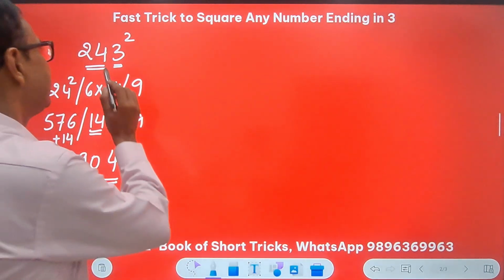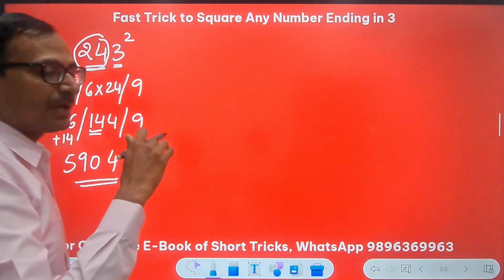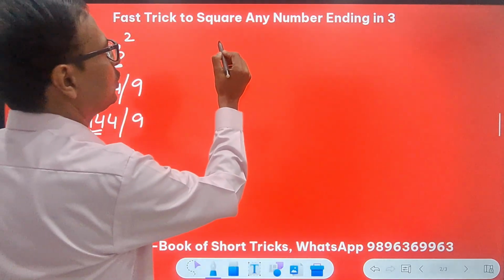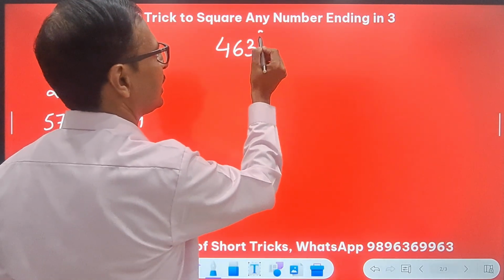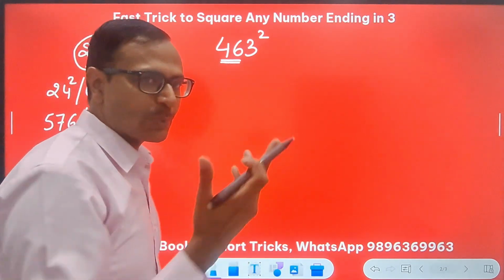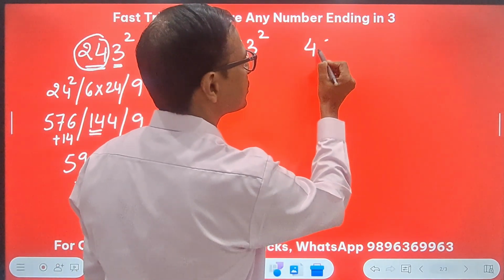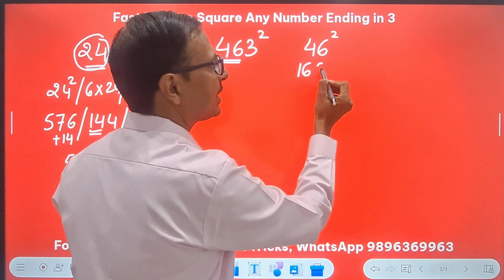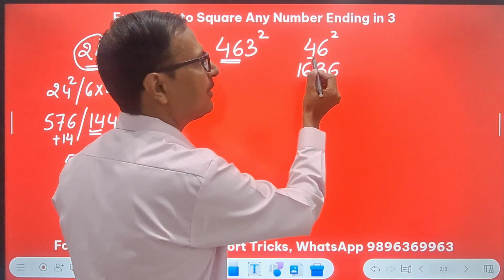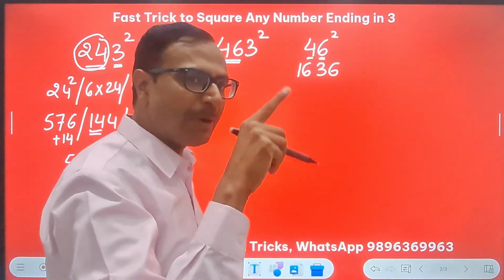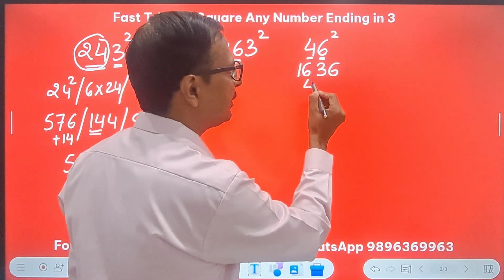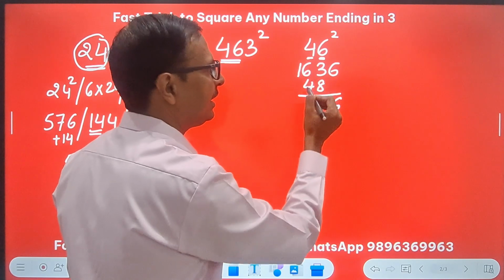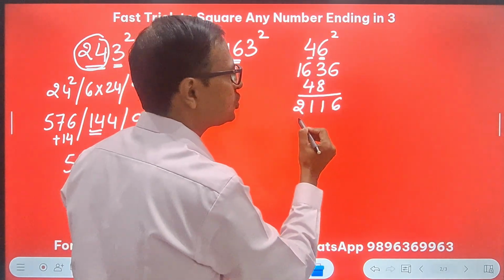Now what happens when this number here becomes large? We have an alternative for that also. Suppose you have to do 463 square. Now I need to know 46 square first. So to do 46 square, what will I do? 4 square is 16, 6 square is 36, and then multiply 4 and 6, you have 24. Double of 24 is 48. Write it in the middle and add vertically. 6, 11 means 1, 1 carry, 11 means 1, 1 carry, and a 2.